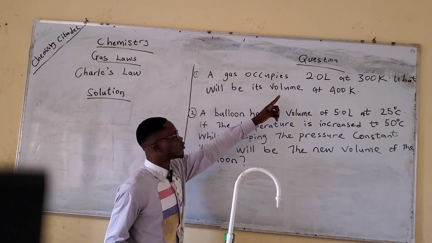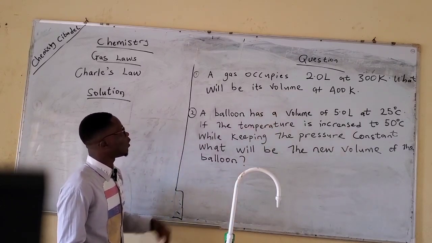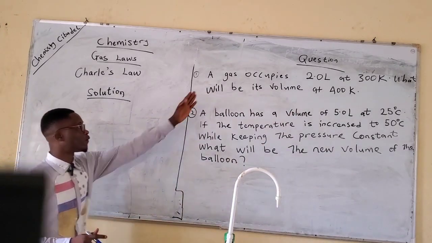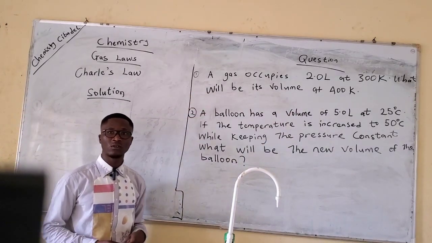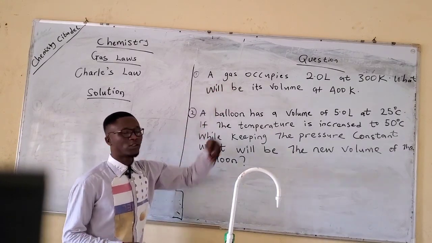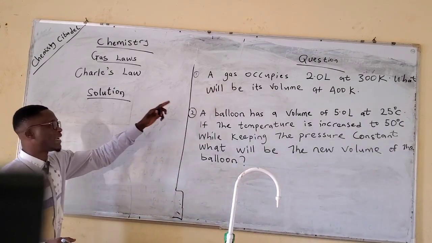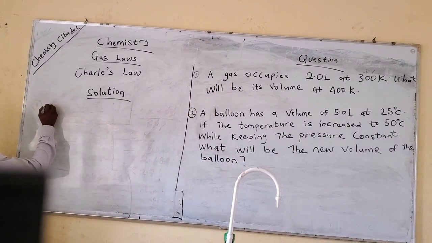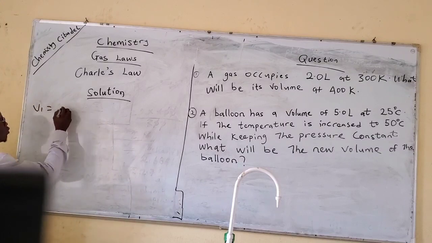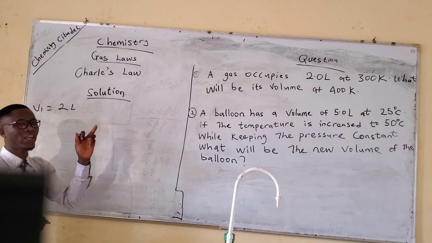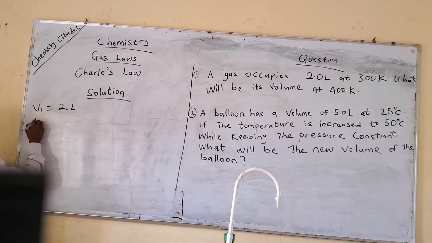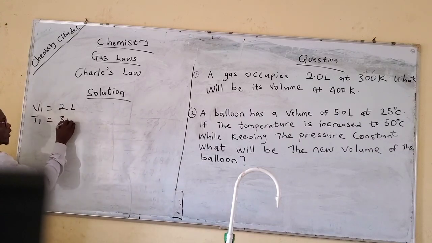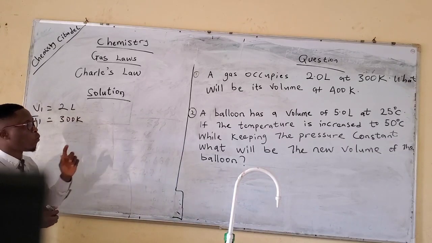Now, let's solve this question on the board. A gas occupies 2 liters at 300 Kelvin. What will be its volume at 400 Kelvin? So now, like I've said before, if you want to solve a calculation question in chemistry, you try to bring out the variables from the question. Now they said a gas occupies 2 liters. Liters is talking about volume. So definitely we have our V1 to be equal to 2 liters. At 300 Kelvin, we have our T1, that is the first temperature in the question. T1 is equal to 300 Kelvin.